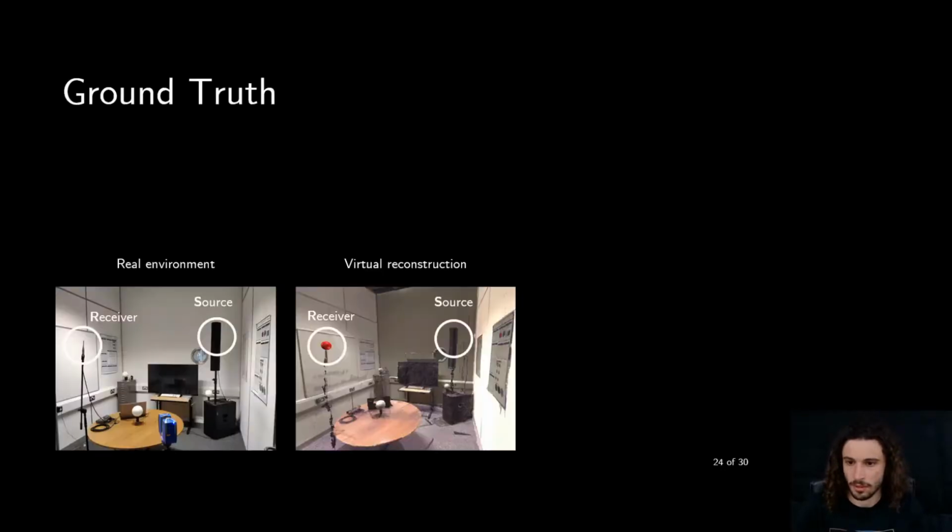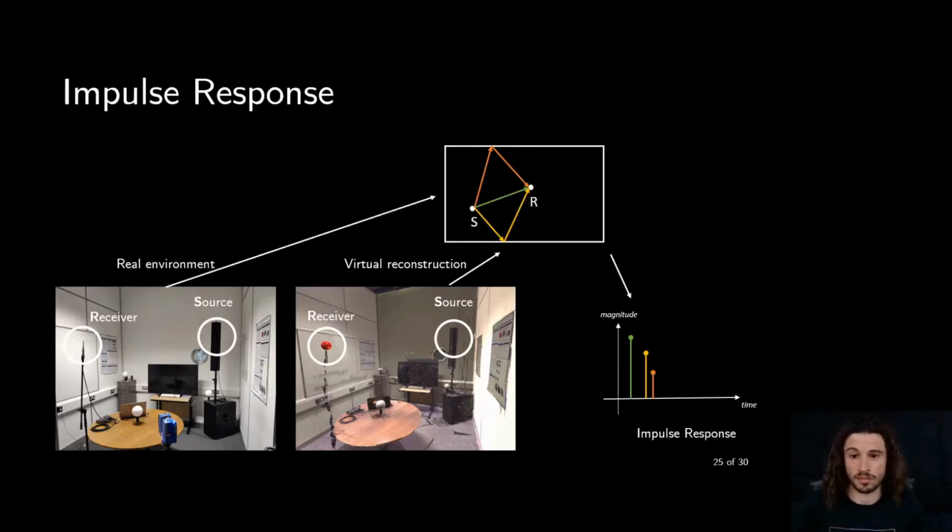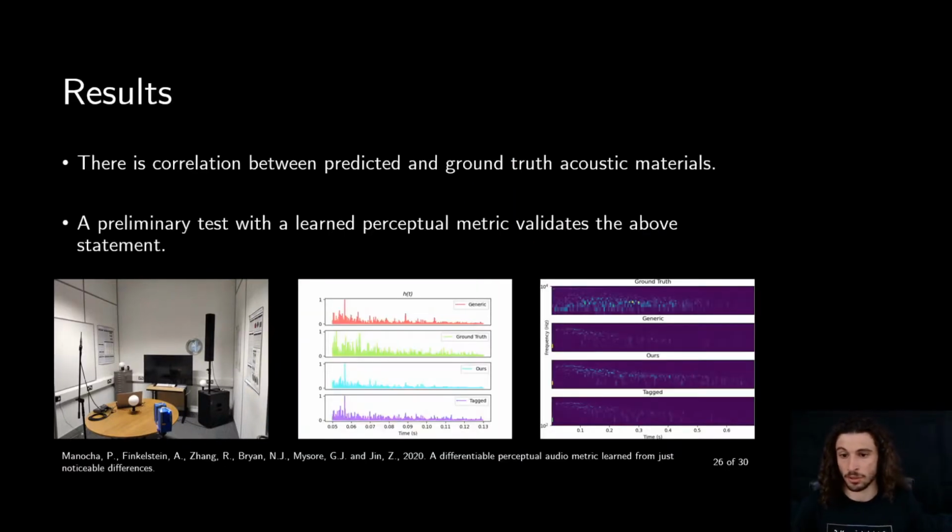And to test the accuracy of the predicted acoustic materials, we introduce a novel evaluation framework, where we take acoustic measurements from the real environment to create a ground truth that we can then use to evaluate acoustic simulation from the virtual reconstruction. We compare impulse responses, which essentially are objective representations of a sound transmission between a source and a receiver in space. And in addition, we simulate a subjective test by comparing aural sessions using a learned metric to measure noticeable perceptual differences between predicted and manually assigned acoustic materials.